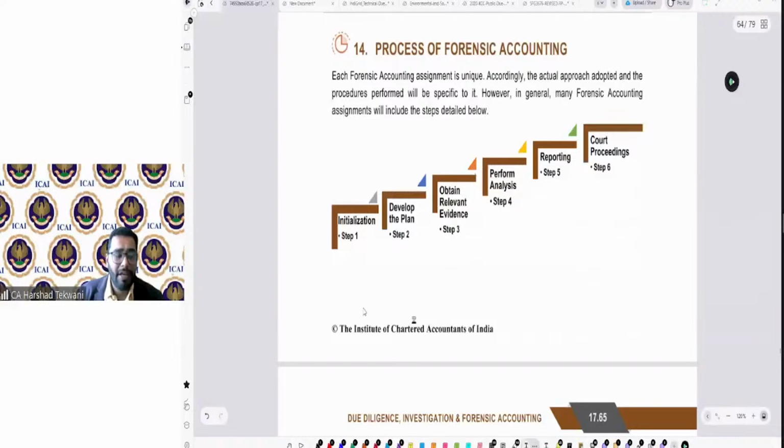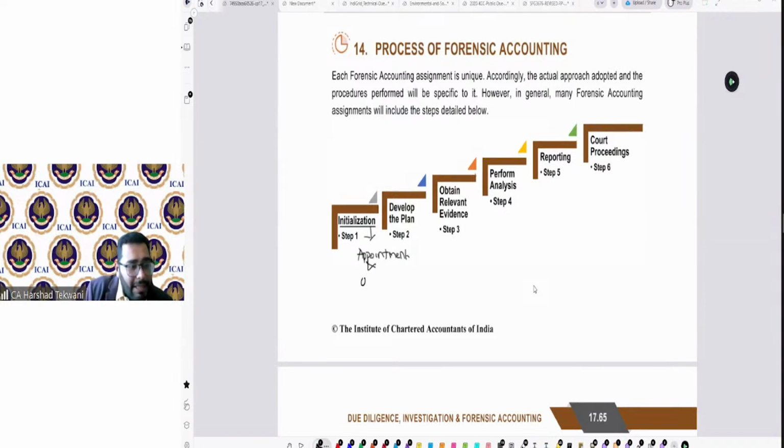And how the forensic accounting is done is, first, you understand the whole assignment. So initializing is basically kind of appointment, and understanding the scope and objective. Then you develop the plan. Planning basically and risk assessment, if it is required to be done. You do the testing and gather evidence.